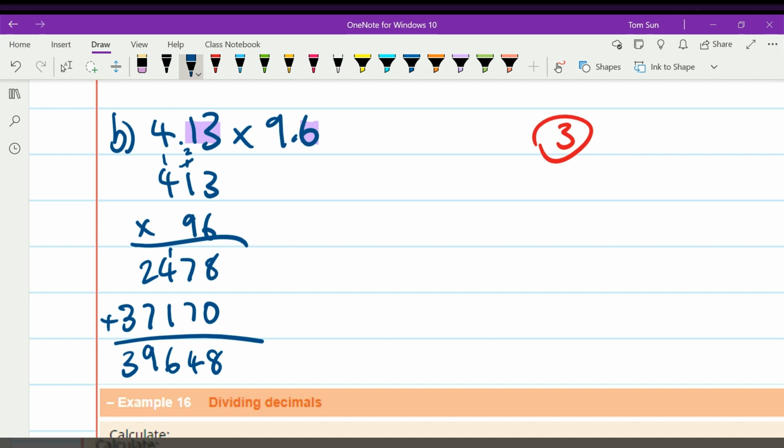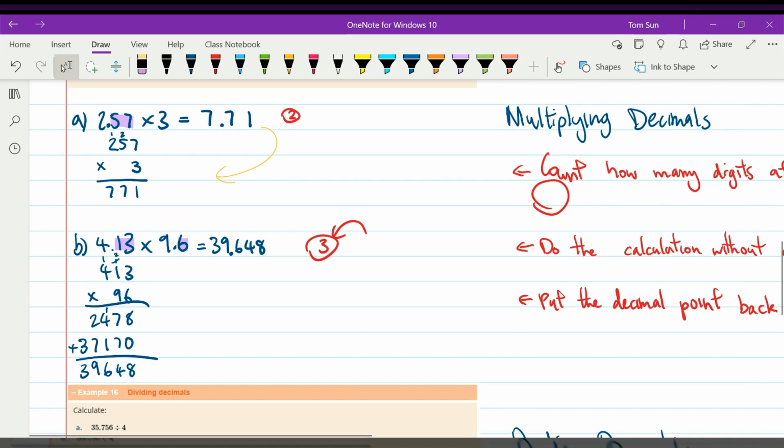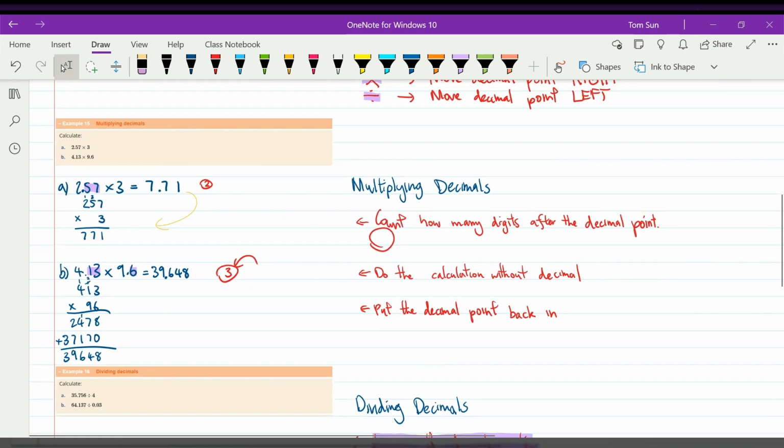Sorry, the reason I'm doing this very quickly is because you should all be pretty fluent with vertical algorithm multiplication. The main part is seeing how the answer then gets written. We're going to write the same number, 39648, but this time we're going to move the decimal point back 3 places because we counted 3. 1, 2, 3. So the decimal point goes right here. That is your answer. Feel free to pause this video here to make sure that you're writing everything down.